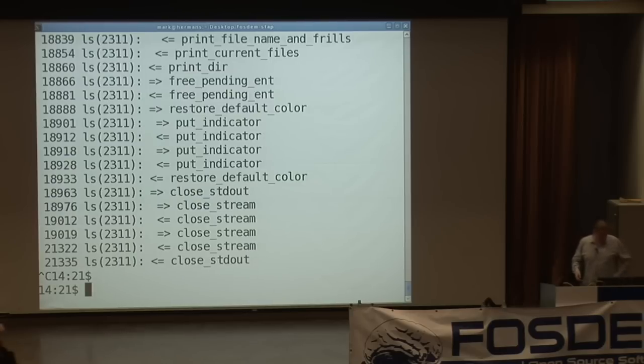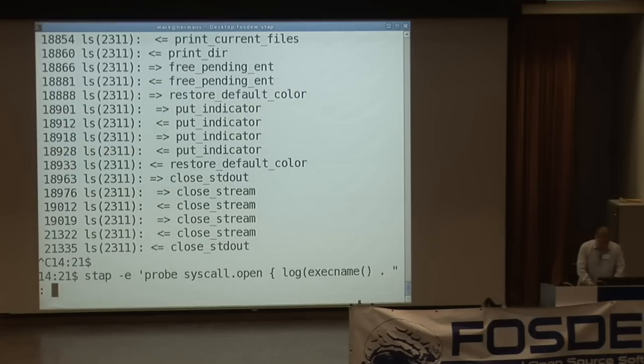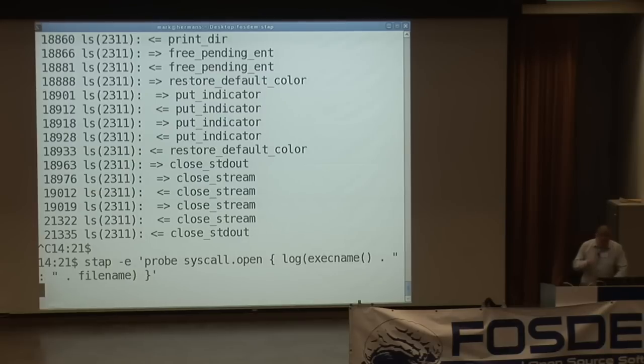Let's skip that one for a minute because we're running out of time. This is all process-based, but you can also trace on a probe, syscall open, to show all the files that are being opened on the system at this time.